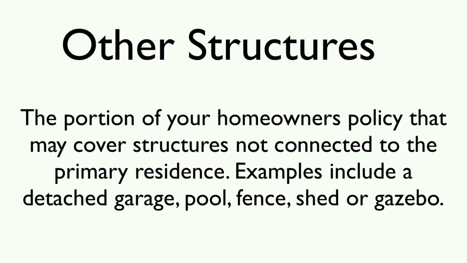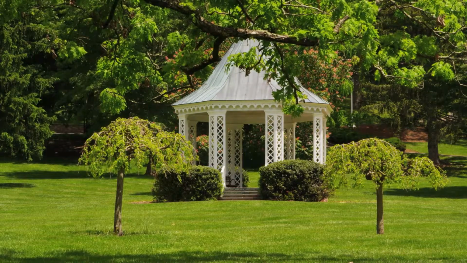The next section is other structures. So this is all the structures on your property that are not your primary dwelling. So this might be a pool or a shed or a detached garage. It could even be your landscaping or your fence. And typical coverage for this is going to be 10% of your dwelling coverage. So if your dwelling coverage is $300,000, your other structure coverage is going to be $30,000.